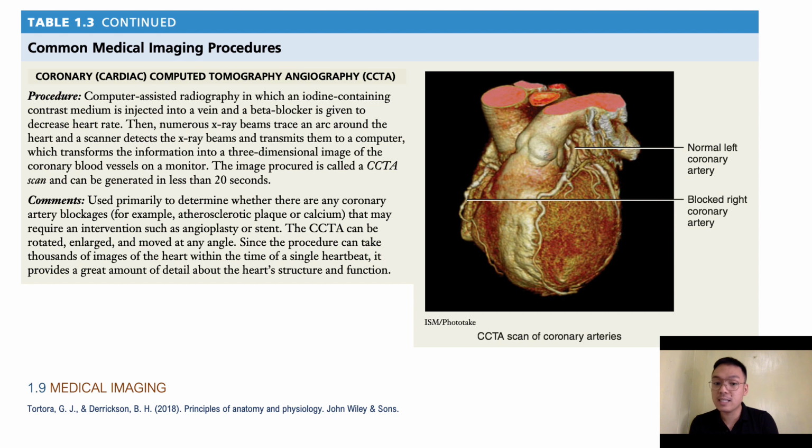Now you'll see here a CCTA scan of a coronary artery blockage and the normal coronary artery. If we look at the image, it's deformed, okay, from this portion.